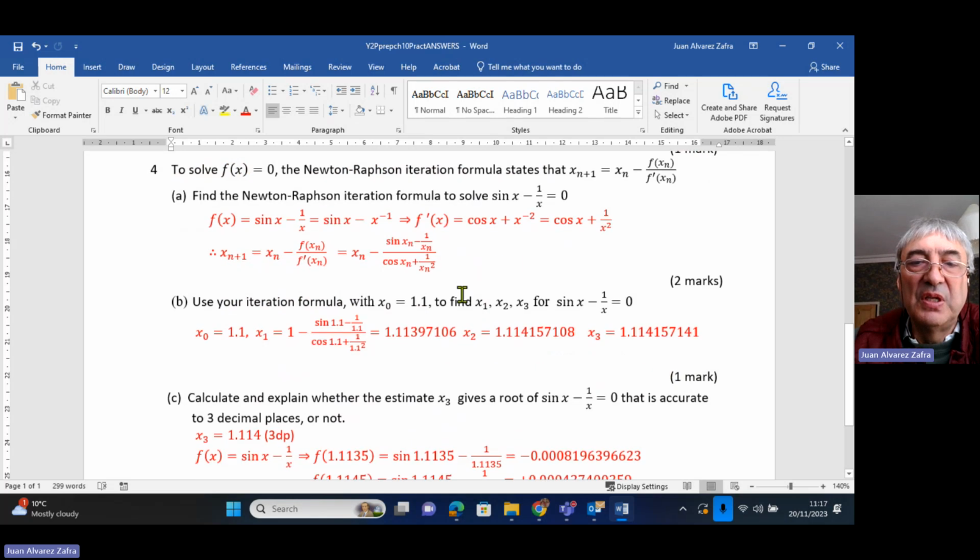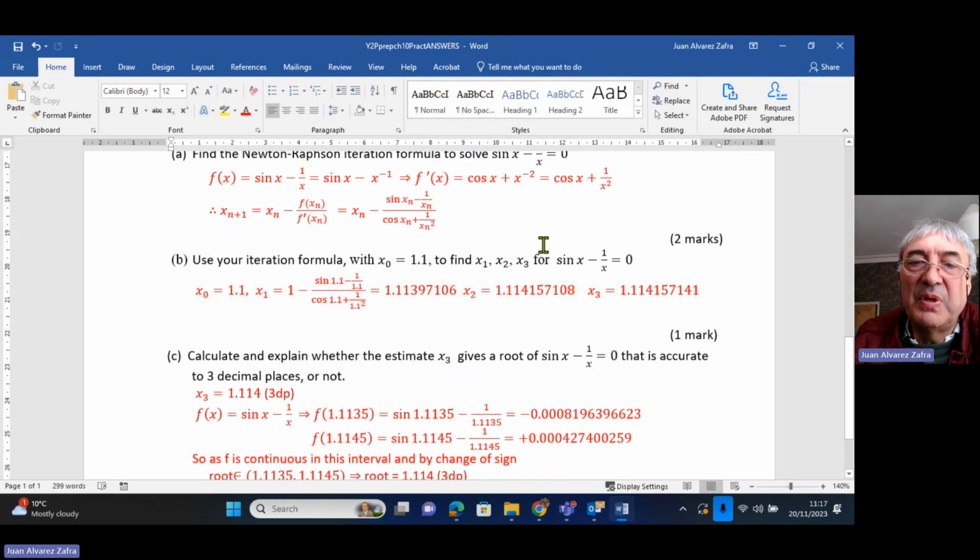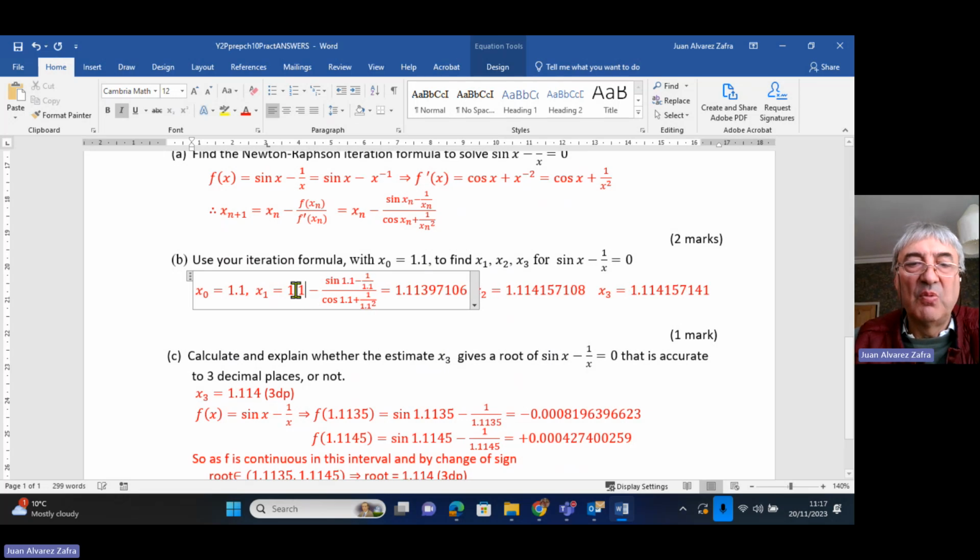And so if we want to use it to approximate a root near 1.1, then we use the iterative formula by substituting x0 to be 1.1, and then the next approximation will be the previous approximation, which was 1.1 here, and we want to subtract the function evaluated at 1.1 over the derivative function evaluated at 1.1 to give us the next approximation.